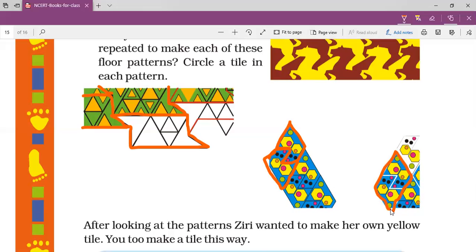It might be in square shape. All the tiles might be in square shape or in rectangle shape only. So when they are arranged, all the tiles are arranged together. They have filled the gaps. They form one picture. Okay, this is how the tiles are arranged.